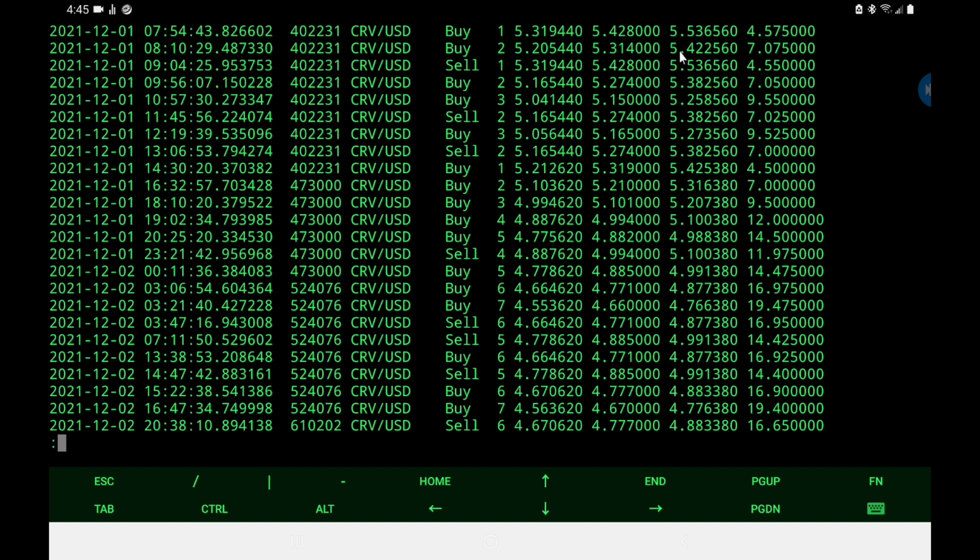Now I need to be above 5.422 to sell, and 5.2428 is when the sell took place, and I'm back at level 1 of the ladder. Level 2 purchase, level 3 purchase, back to level 2, and notice level 2 price.